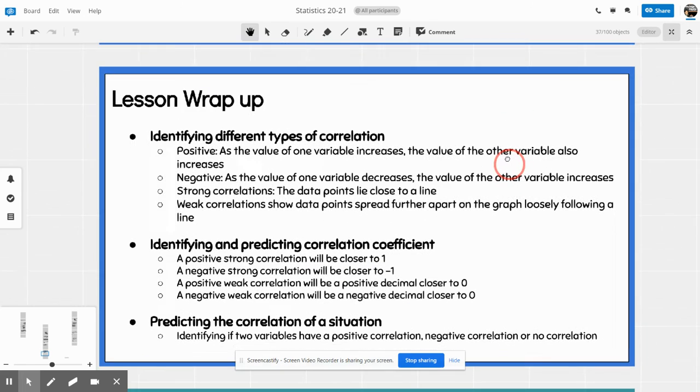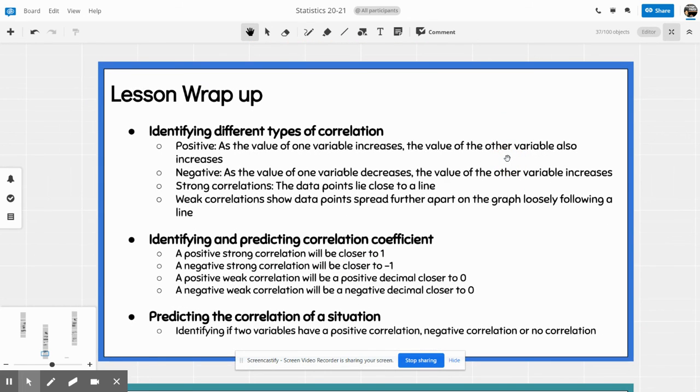To wrap up our lesson, we identified the different types of correlation. Positive, as one variable increases, the other also increases. Negative, as one variable decreases, the other one increases. Strong correlations, the data points lie close to a line. They're pretty close together. Weak correlations show the data points spread further apart on the graph, loosely following a line. And then also we have no correlation, where they're just super spread out.